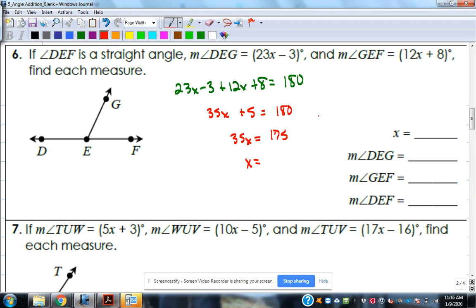So x is 5, maybe. And then go back and reverse plug in. So 5 for DEG is going to be 23x. 23 times 5 would be 115, minus 3 is 112 degrees. DEG, 112 degrees. That seems like it makes sense. And then GEF, plugging that in, 5 times 12 is 60 plus 8 is 68 degrees. And we already knew that DEF was 180 from knowing it's a straight angle. Easy stuff, right?